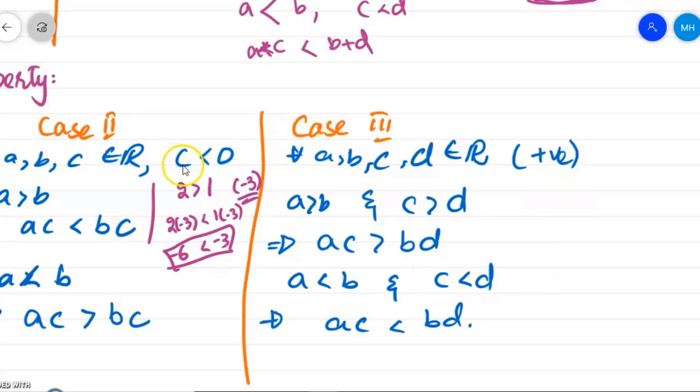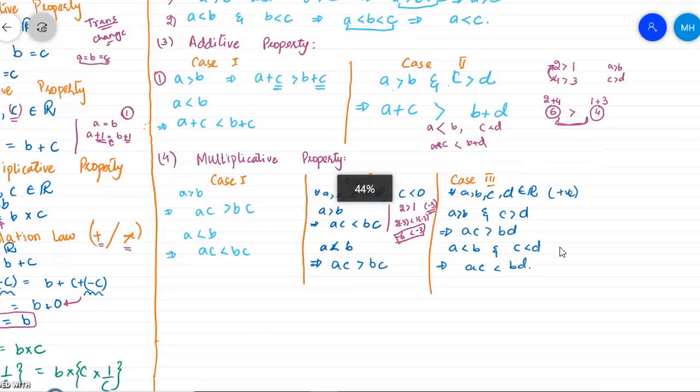But if the third number is also positive, the inequality doesn't change. A is greater than B, C is greater than D. So the greater numbers multiplied on one side and the smaller numbers multiplied on the other side keep the same sign of inequality. So hope you enjoyed this lesson.